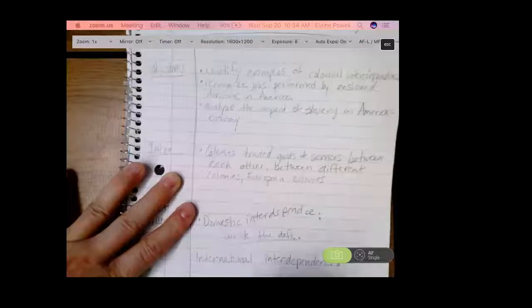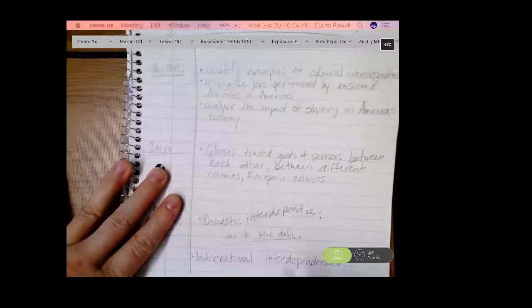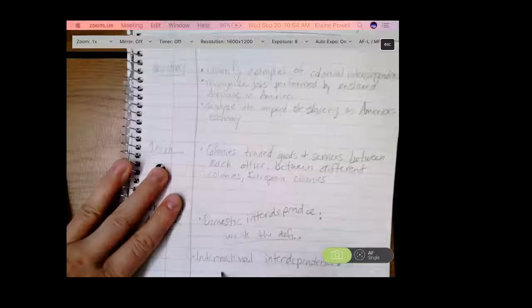Liliana said international interdependence. Awesome. Perfect, Liliana. Good job. And then again, you're going to write the definition.